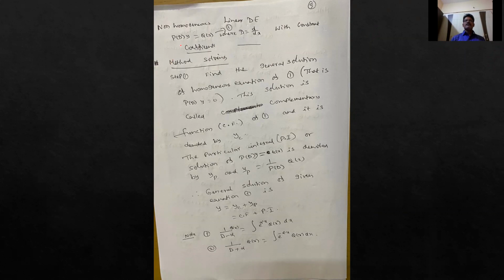So finally, first find the solution of the homogeneous differential equation of 1. That means the solution of P(D) of y equal to 0, that is called the complementary function, Yc. And Yp can be found as Yp equal to 1 by P(D) Q(x). So finally, the solution is y equal to Yc plus Yp. Today we have seen how to solve P(D) of y equal to Q(x) when Q(x) equals e power ax.